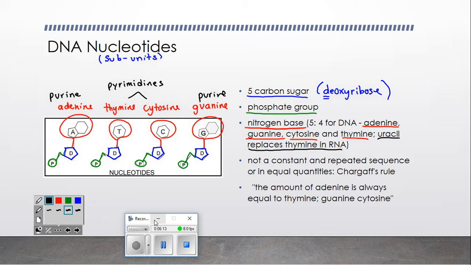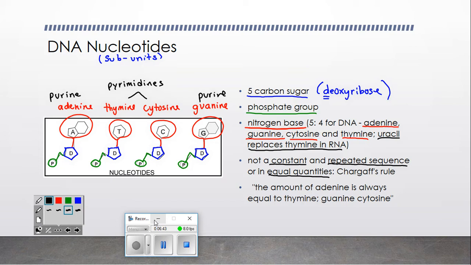Now, one of the people that we mentioned at our table a couple weeks ago was this guy named Chargaff. And he discovered something about DNA. People thought originally that there should be 25% of each of those in a person's DNA. And he realized that that wasn't the case. There weren't equal quantities of each of them. He also realized that it was not constant or repeated in its sequence.